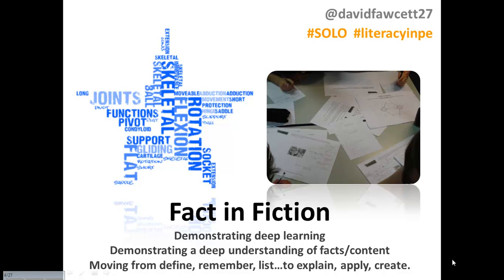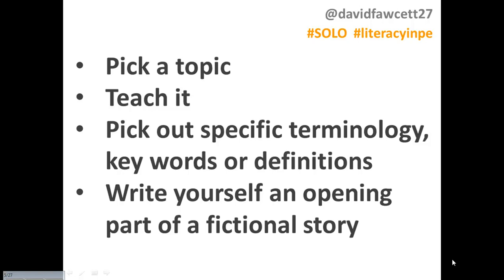It also allows them to move from things like definitions all the way up to, if we're using things like Bloom's or SOLO, a deeper task at the top. What you do for a fact and fiction task is as follows. You pick the topic that you're going to be teaching. It could be physiology, ICT and sport, diet or gender, and you teach it. But as you go through it, you pick out specific terminology, keywords or definitions which are really core, essential words for that particular topic.